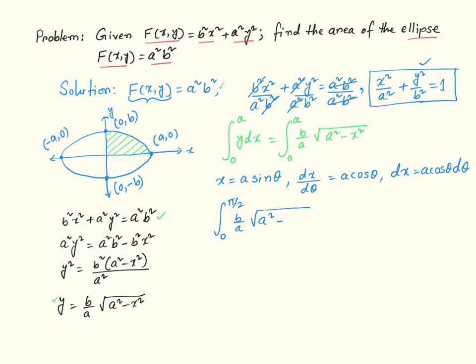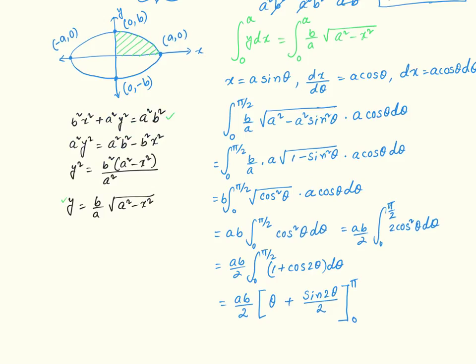So x squared is going to be a squared sine squared of theta. All of this is under the square root, times a cosine theta d theta. That's what it's going to be. Now I can just simplify it further. So let me walk you through the steps here.